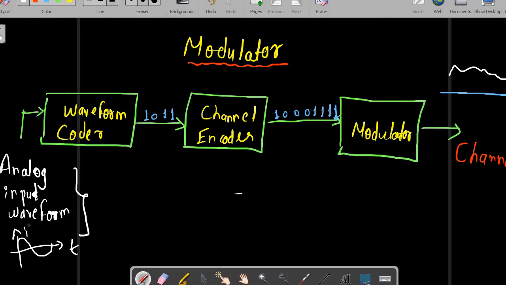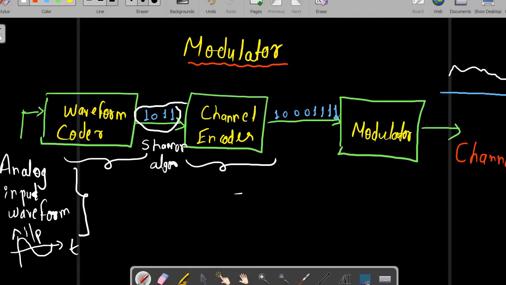This is our input. It will go into the waveform encoder. I am basically showing all the encoders in our entire block diagram for a communication system, especially our digital communication system. First is the waveform encoder. What it will do is simply convert our analog input into bits. That's it. This is Shannon's algorithm, and we have other algorithms as well, just to convert an analog input into binary bits.